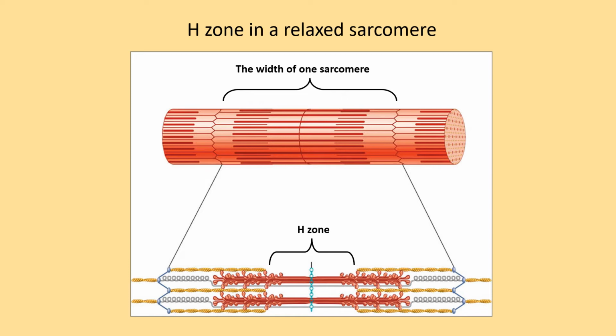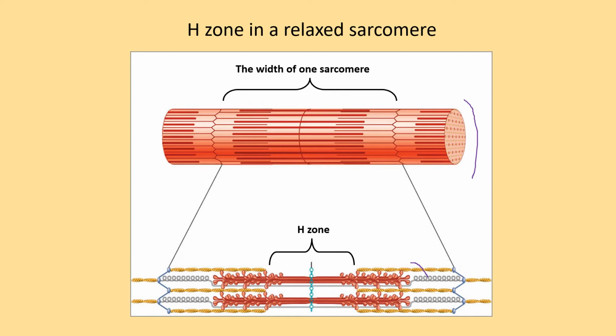Okay, this is an H zone in a relaxed sarcomere. Relaxed means that the muscle is not contracting. There's no action potential in the plasma membrane of the cell. Calcium is stuck inside the sarcoplasmic reticulum. There's very little calcium in the cytosol, and there's no calcium to interact with the thin filaments that make up this myofibril.